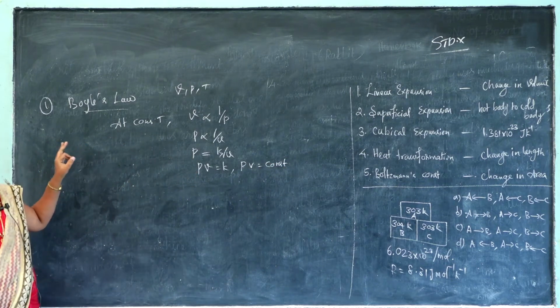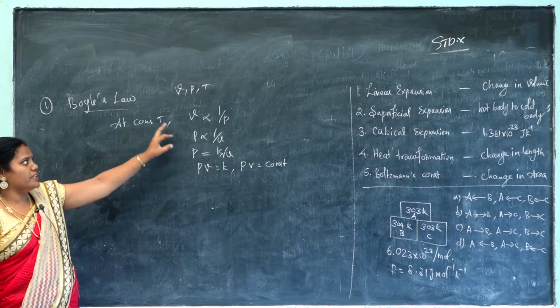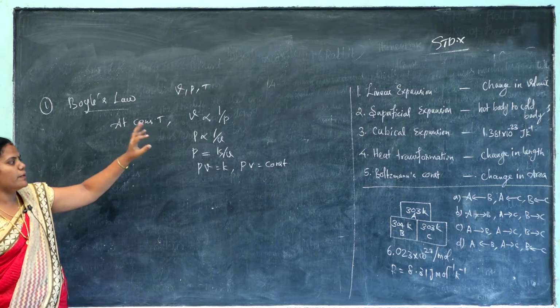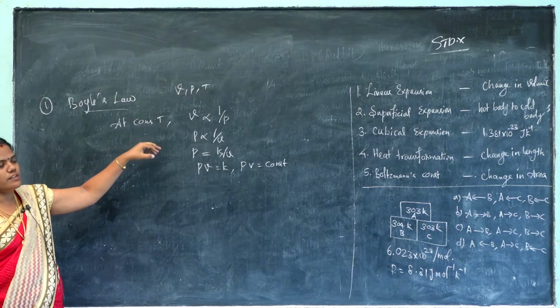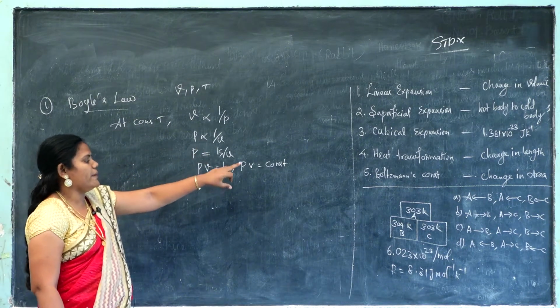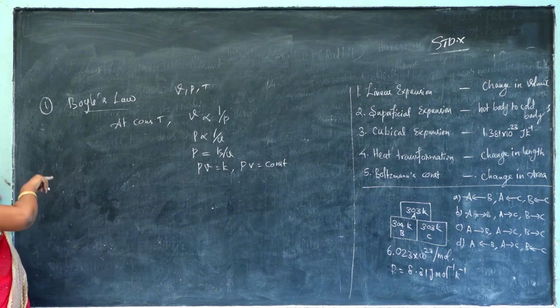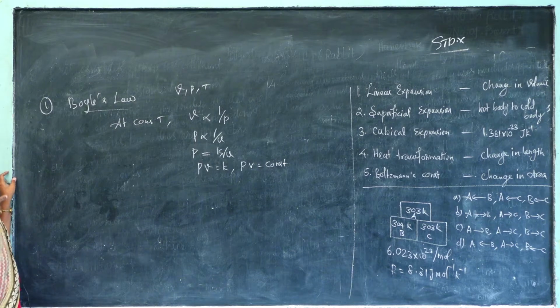This law was given by Boyle. He said that at a constant temperature, the volume is inversely proportional to the pressure, or pressure is inversely proportional to the volume, and then P is equal to K by V, PV is equal to K, PV is equal to constant. This is the Boyle law, and it is also called the law of area.